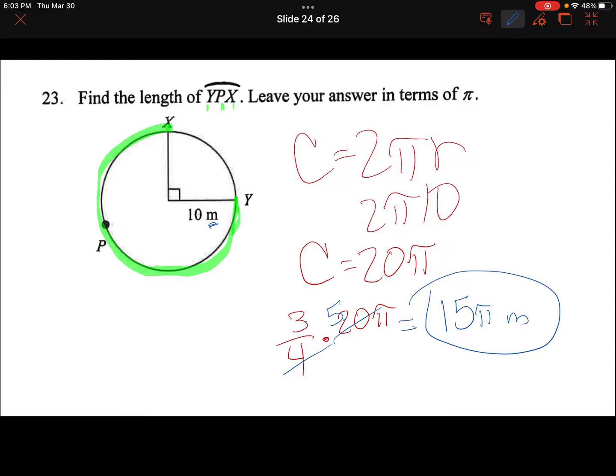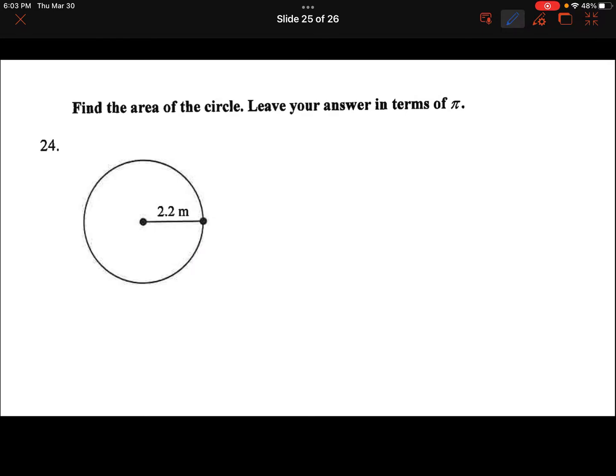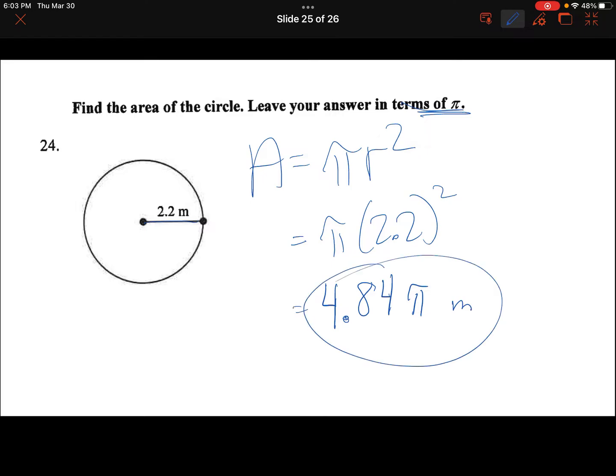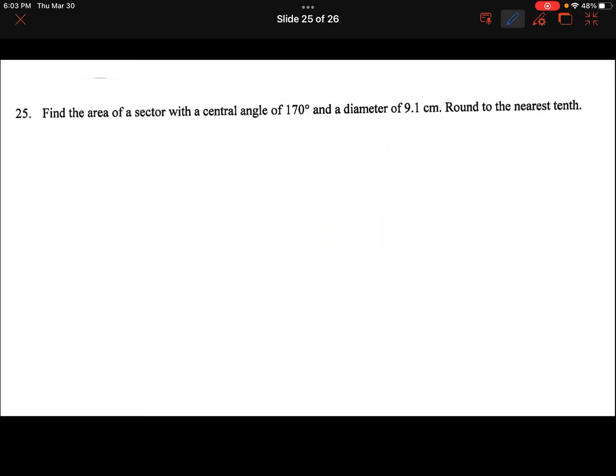All right, 2 more. 24 just wants the area of the circle. Area of the circle is pi times the radius squared. Our radius here you can see is 2.2. So we have pi times 2.2 squared. And again, it wants it in terms of pi, so you don't even need to calculate pi. All you need to do is square 2.2 and put a pi after it. 2.2 times 2.2 is 4.84, and we have a pi after it. Again, that would actually be 4.84 pi meters. I'm not sure if that meters is there or not. All right. Last one here.